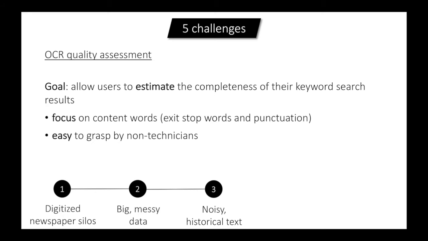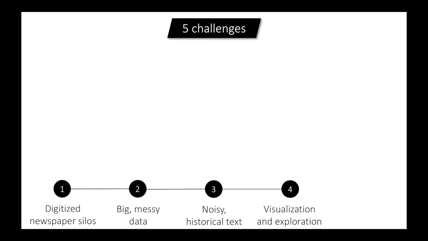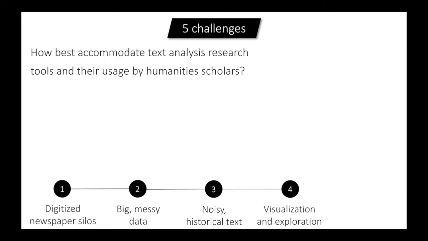The measure is computed by considering content words only and is meant to be easily grasped by non-technicians. The fourth challenge relates to the question of how to best accommodate text analysis research tools and their usage by humanities scholars. In other words, how to develop a search web application which is meaningful for historians.